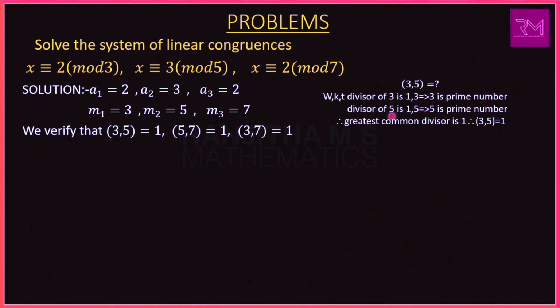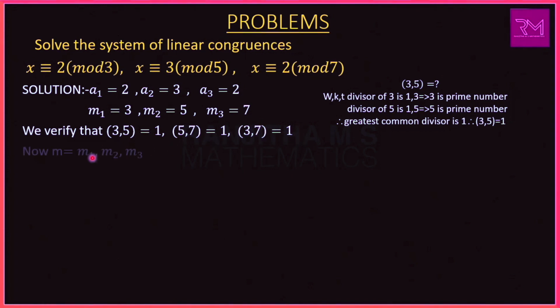Among these two we have to find the greatest common divisor. Here we have 1 and 3, and here 1 and 5. In these two the common divisor is 1. That is, the greatest common divisor of 3 and 5 is equal to 1. We can easily find the greatest common divisor using this method. Similarly for 5 and 7, the divisors of 7 are 1 and 7. In these two the greatest common divisor is 1. Therefore the GCD of 5 and 7 is 1. In the same way we have to verify that the GCD of 3 and 7 is 1.